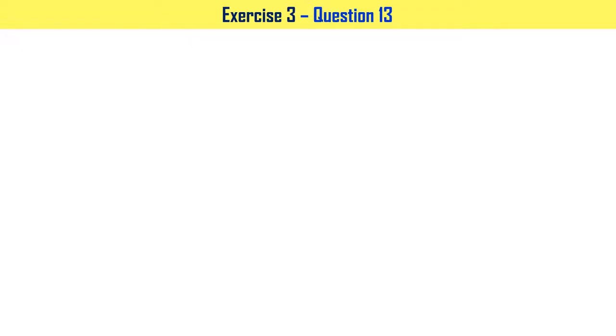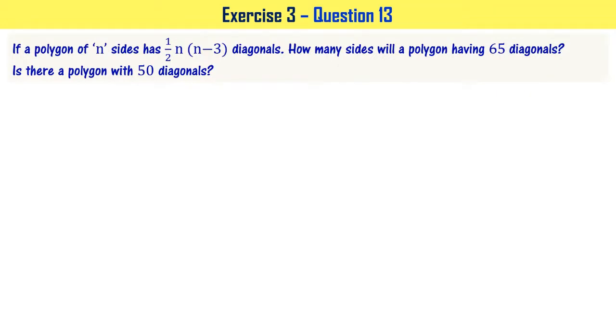Question number 13 is: if a polygon of n sides has 1 by 2 times n times n minus 3 diagonals, how many sides will a polygon having 65 diagonals have? Is there a polygon with 50 diagonals? These are the two questions asked. If you have a polygon of n sides, it is going to have half n times n minus 3 diagonals. The first question is, how many sides will the polygon having 65 diagonals have? The second one is, is there a polygon with 50 diagonals?